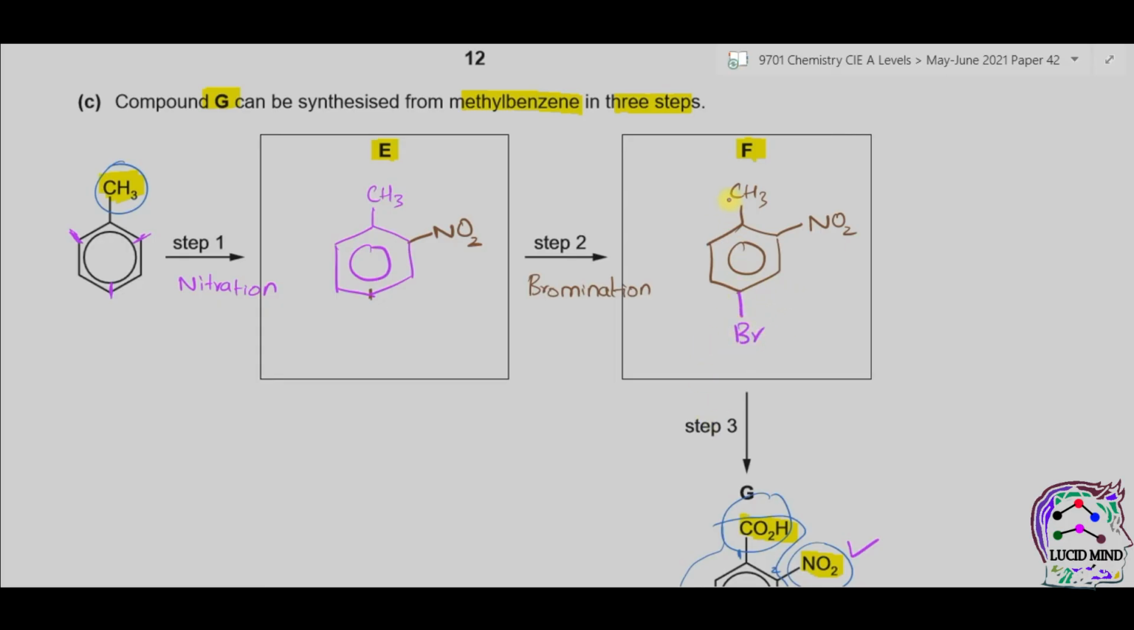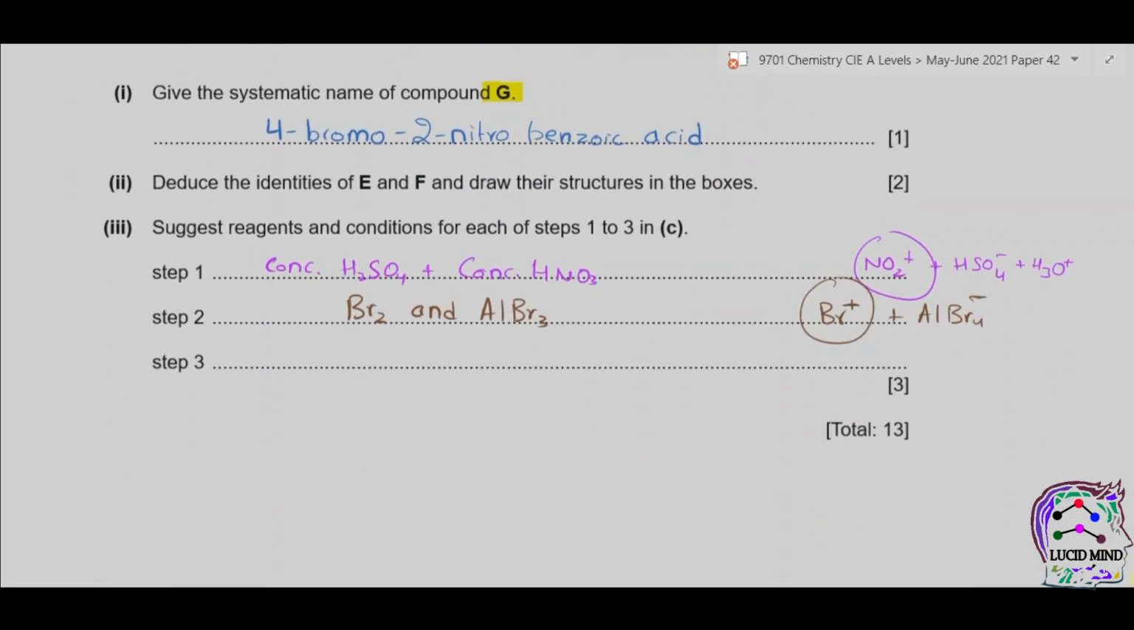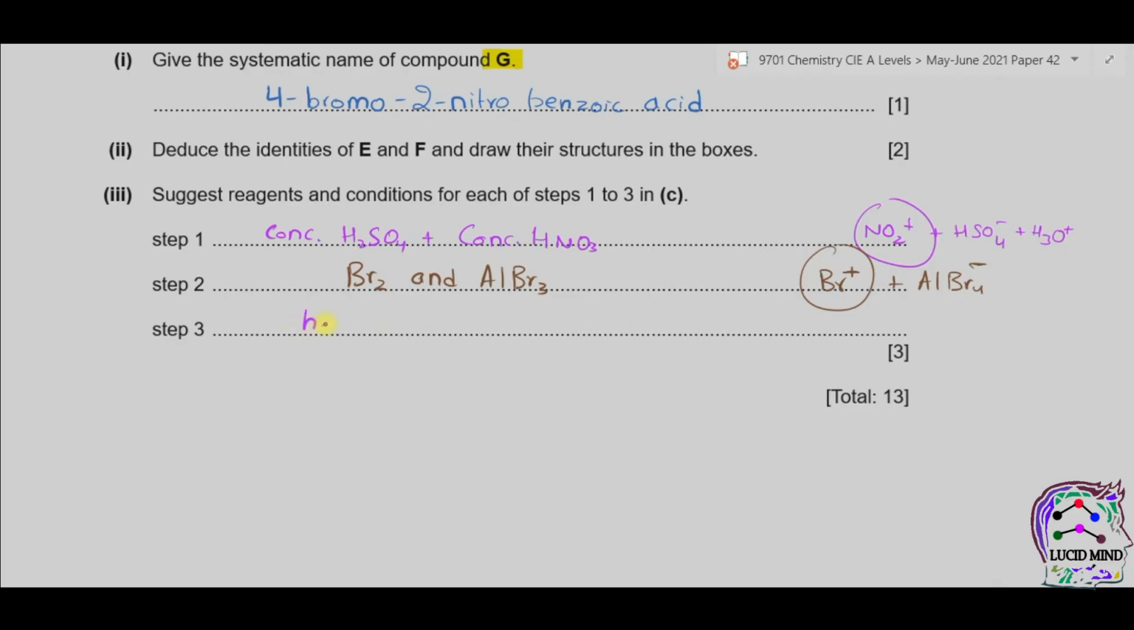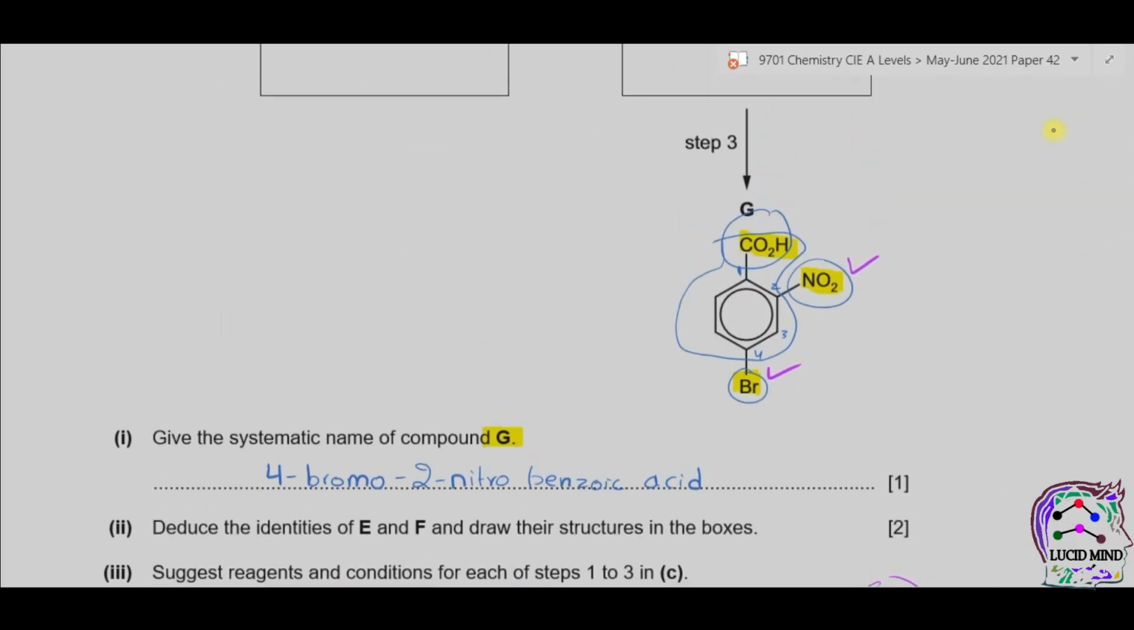Now in step 3 we can oxidize this side chain by oxidizing agent. So we can use hot acidified MnO4 negative, which is oxidizing agent, and it will convert this methyl into carboxylic acid group.